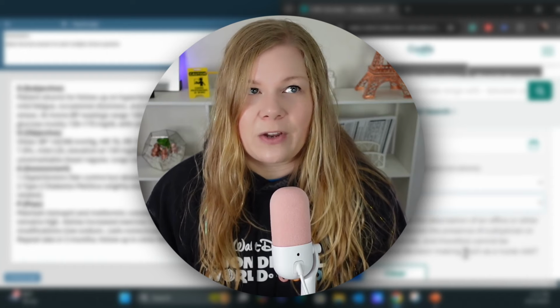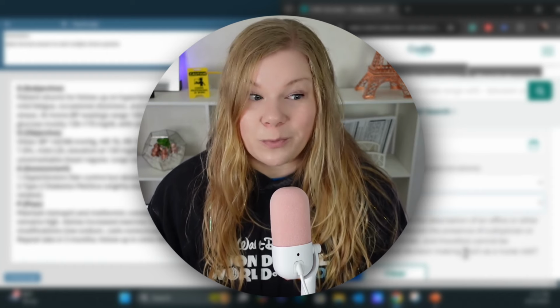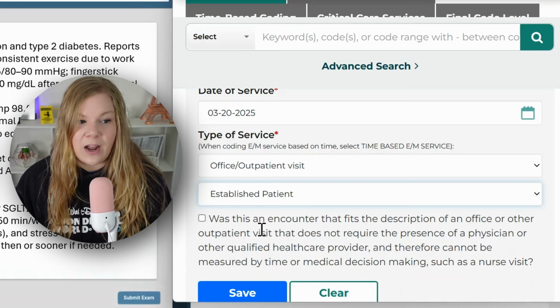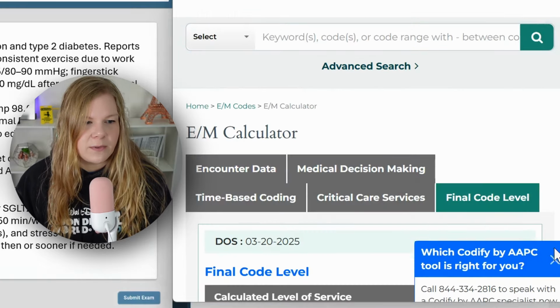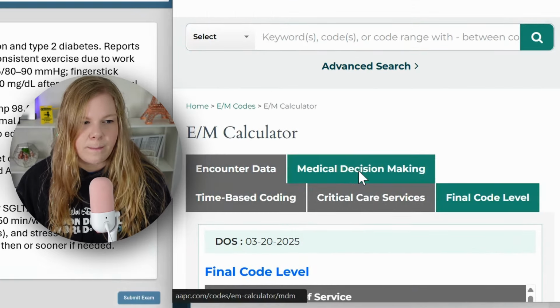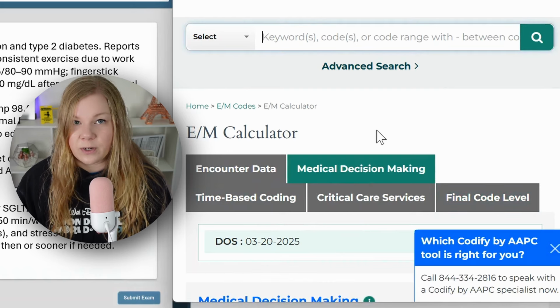So something like a patient's just coming in for a weight check or a blood pressure check, and they didn't actually see the physician. So this was not the case for this scenario, so we're not going to select this visit. For some reason, it often goes to this final code level, so I'm going to go back to the medical decision making because that's what we're going to calculate here.